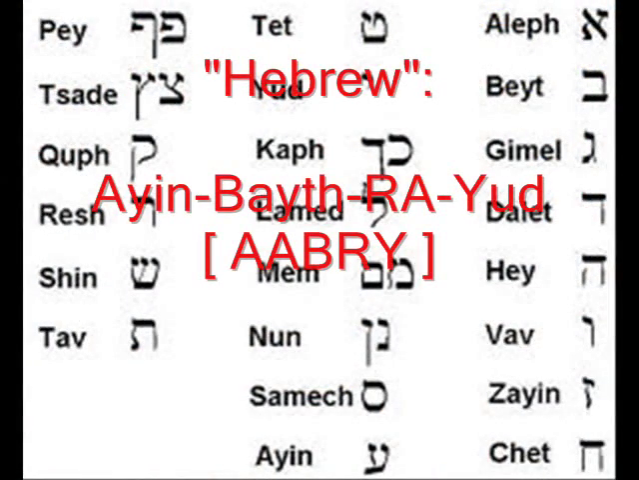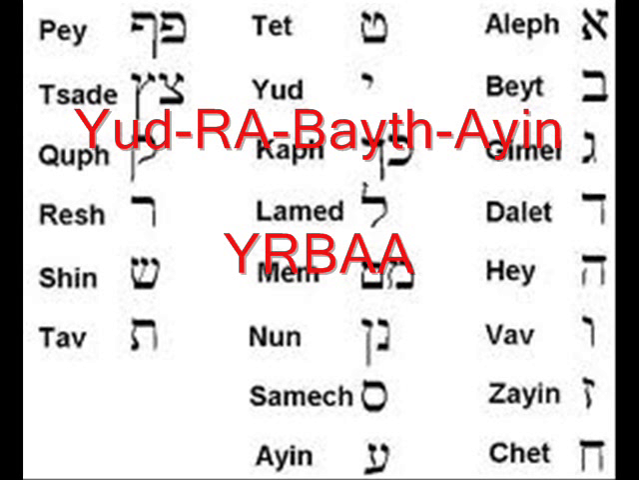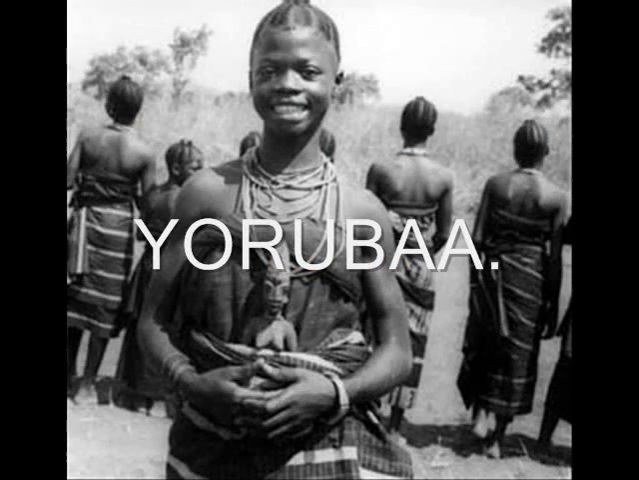So if we take a look at this ayin, bait, ra, yod, which is the long A, B, R, Y written backwards, if we take this word from left to right, we get Y, R, B, and the long A. If we fill in the vowels, we would get the word Yoruba.